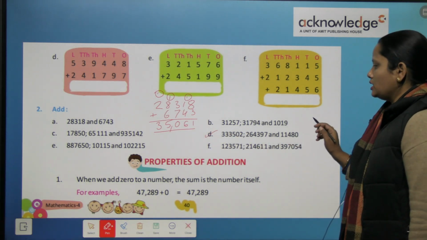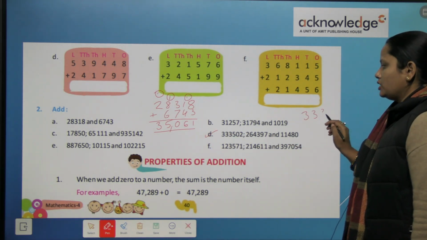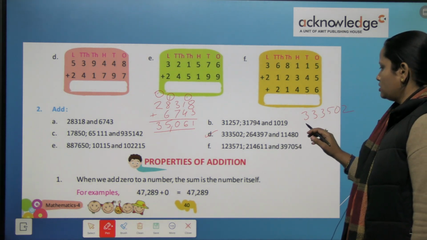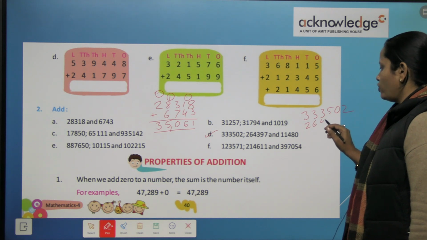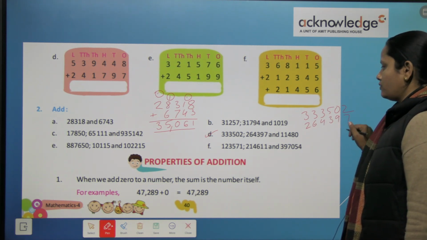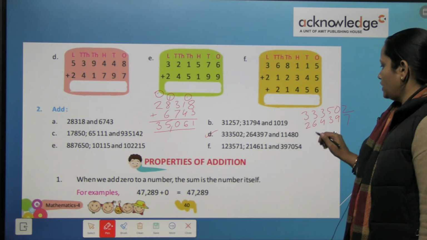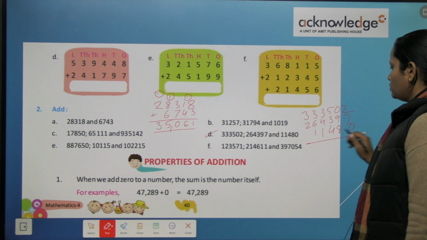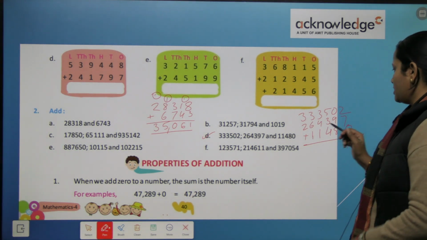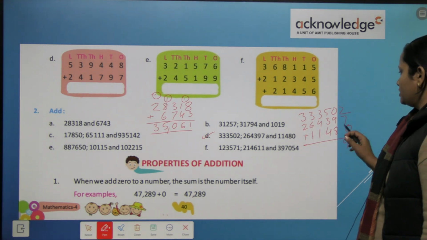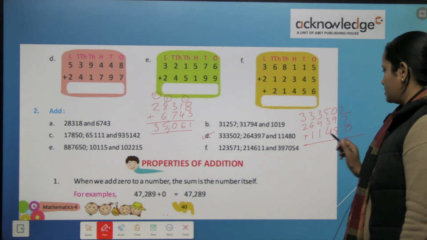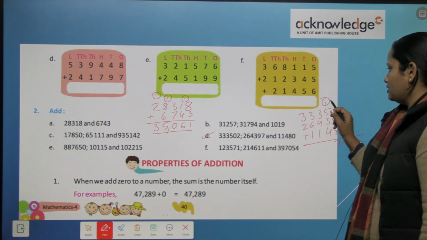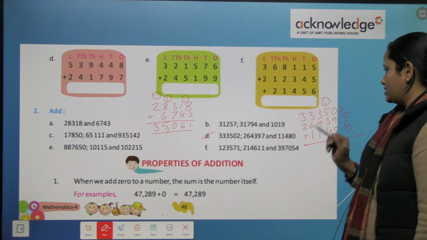So let's do this D part. 333,502. Next 264,397. Next 11,480. So children, let's add this. 7 plus 2 is 9. 9 plus 8 is 17. 4 plus 3 is 7. And 7 plus 1 is 8.